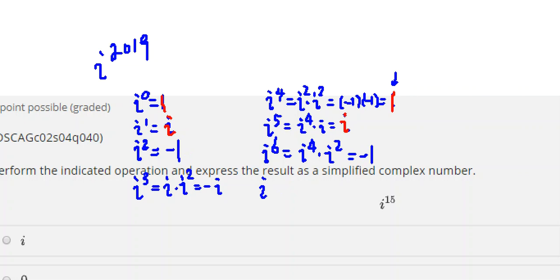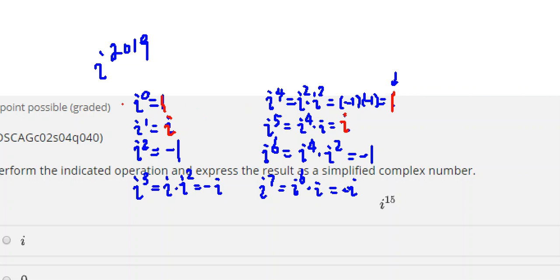i to the 7, you might know it's going to be -i, right? You are actually correct. So let's just see how we can do that. It's going to be i to the 6th times i, right? And what is i to the 6th? We just get that from above, which is -1. So -1 times i, which is -i. Now, I certainly do not expect you to do this until you hit the number 2019. But I certainly want you to develop this observation.